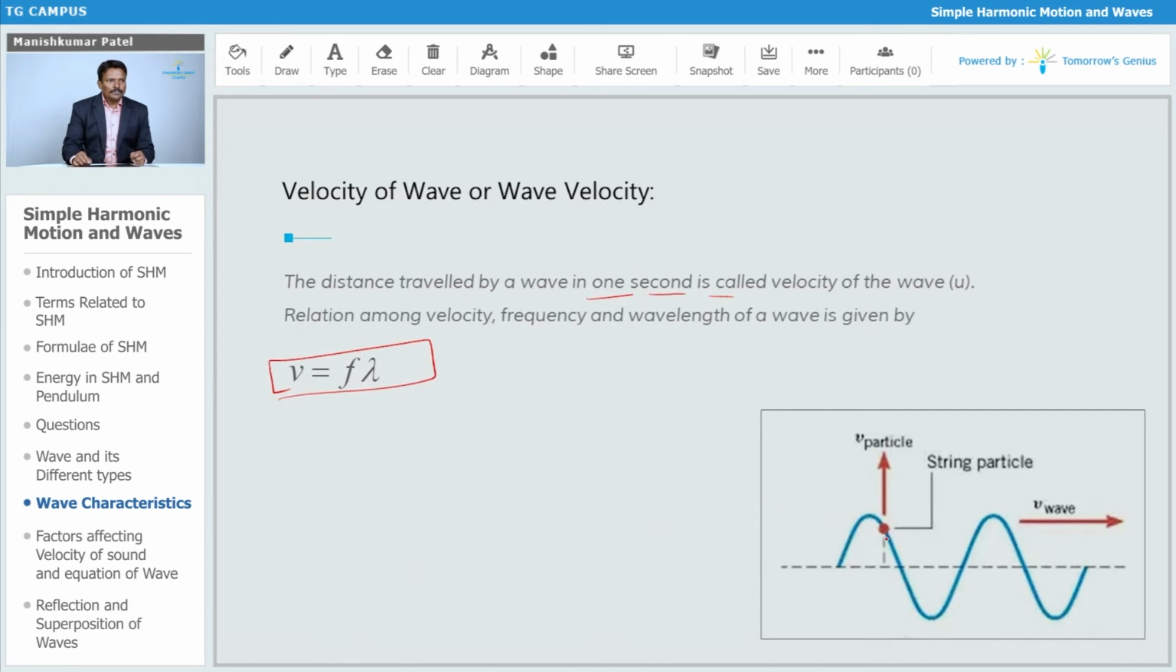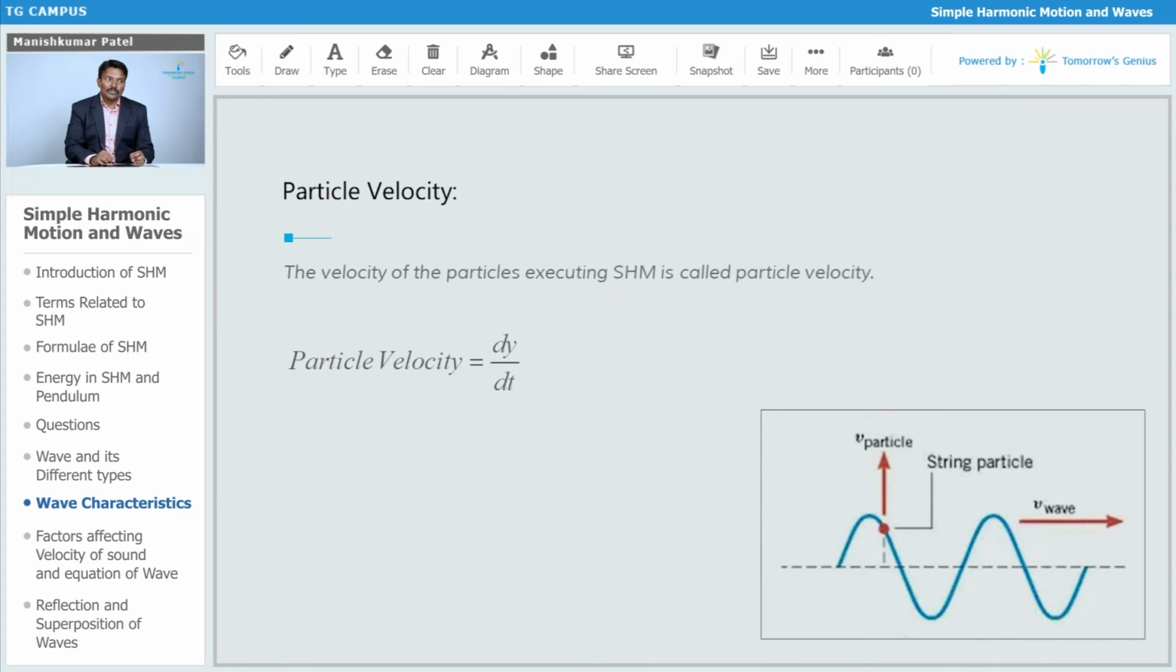So this string particle sets into vibration over here. And here there are two things, there is a velocity of particle and velocity of wave, both are different things. How fast the disturbance is transferred from one particle towards the next particle, that is what we call the wave velocity, and for the particle velocity, the particle is just going to vibrate about its mean position. So both things are different. Just don't get confused between those two things.